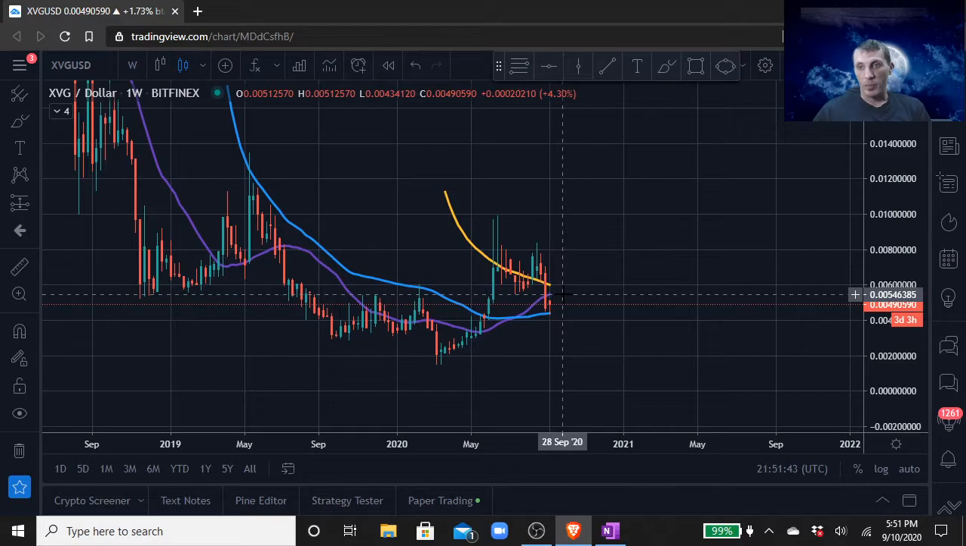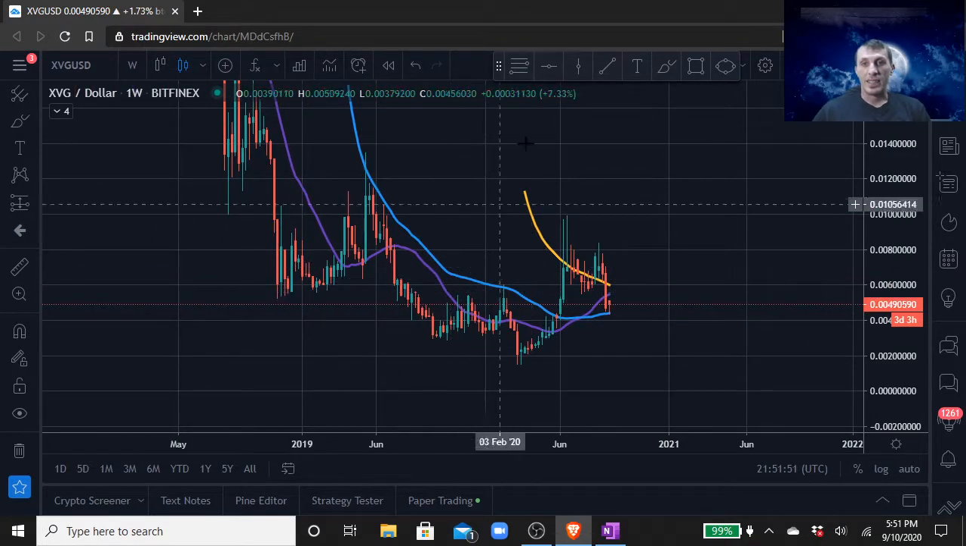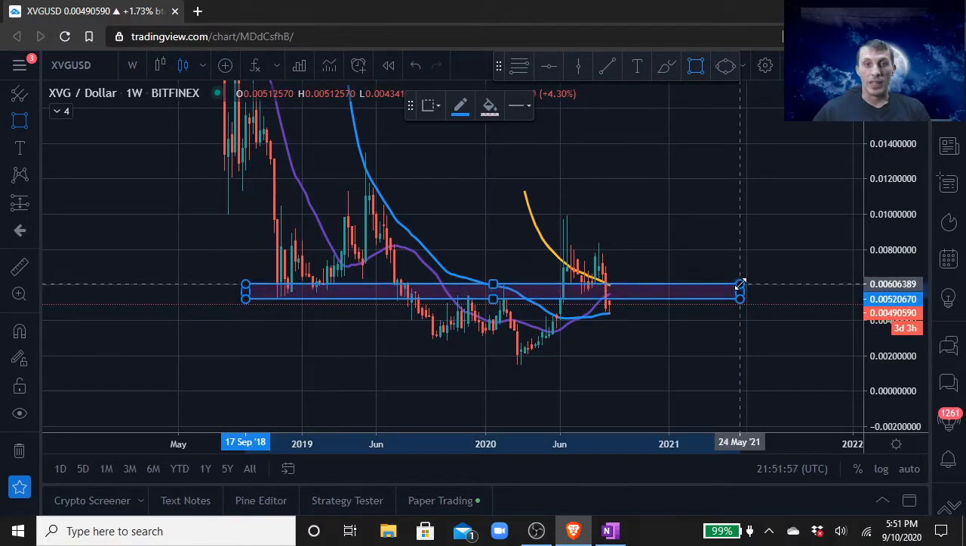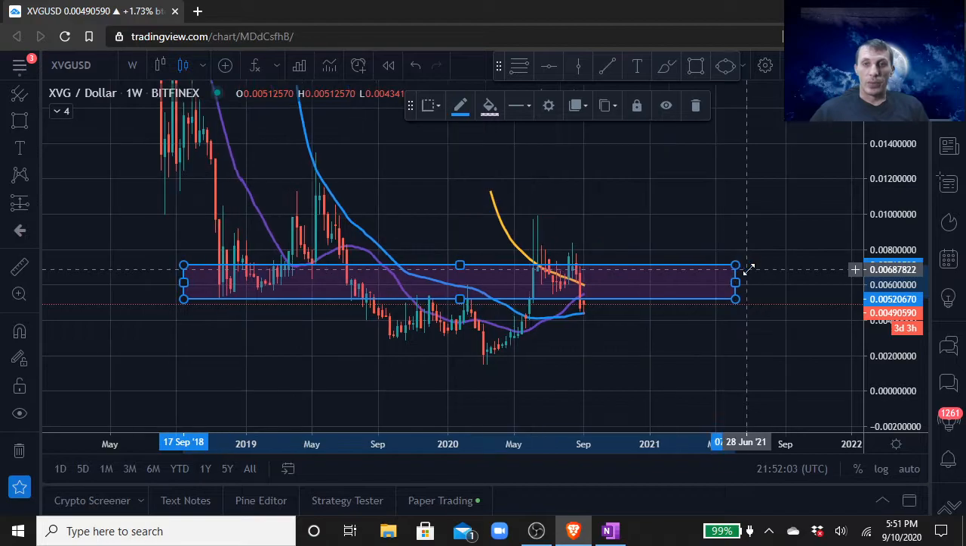Got to get a break above 0.00546. If we get a break above it and a close above it, be looking to go higher. A decent area of resistance, starting at where we are right now and testing all the way up into the 0.007. So if you're holding Verge, watch.